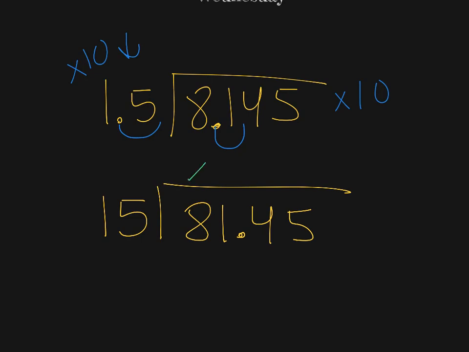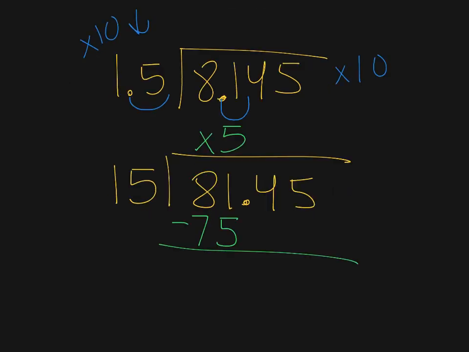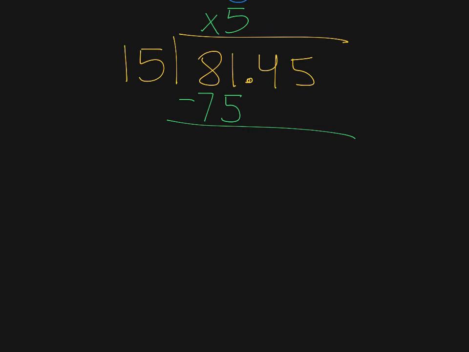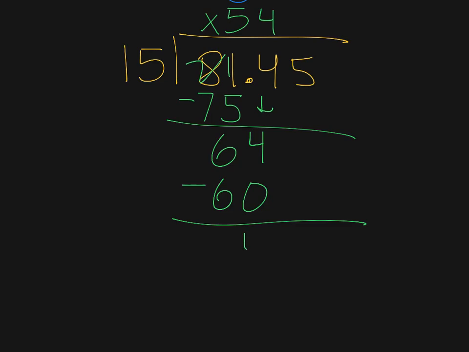15 cannot go into 8. 15 can go into 81. Let's think about that. 15 minutes, then 30 minutes, then 45 minutes, then 60 minutes, and then 75. So I know that 15 times 5 will be 75. And then that will work. When I do 81 minus 75, I will get 6. Then I bring down this 4, and I know that 15 times 4 will give me exactly 60. And that will give me a 4.